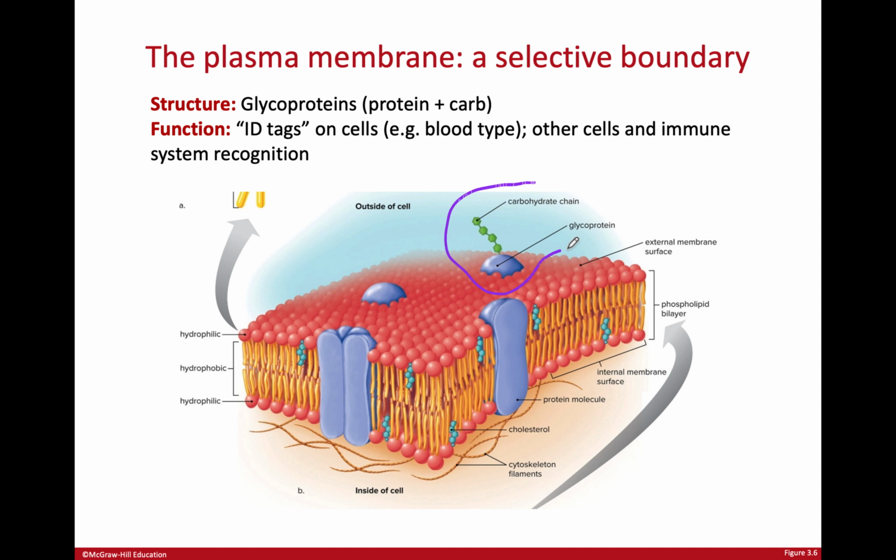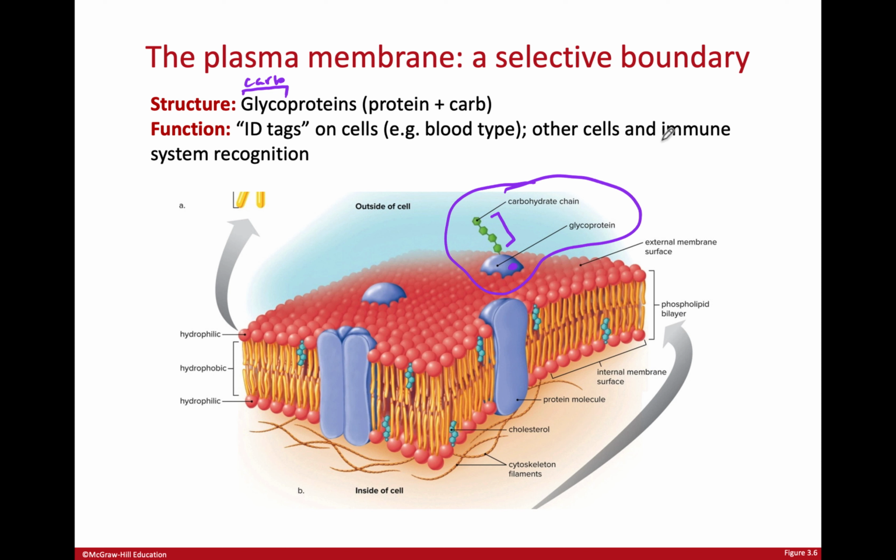Glycoproteins, which is what you see here, are proteins, this purple part, plus this green part here, which is a carbohydrate chain. That's the glyco, is the carb part, and then the protein. So it has these medium chain carbohydrates, and they're important because they identify cells. So different cells have different carbohydrate chains, different types. So it's either different sugars or different lengths or both. And those are identifiers for the cell.